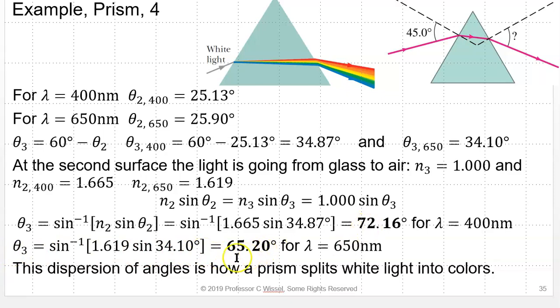The difference in angle here is called the dispersion, and this is the reason a prism splits white light up into colors. Each of these different colors has a slightly different index of refraction, and it's a smooth curve, going from a low index of refraction for red to higher and higher as you go through the orange, yellow, green, blue, violet. So they are spread out in this beautiful rainbow of colors.